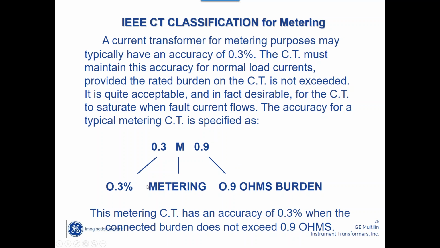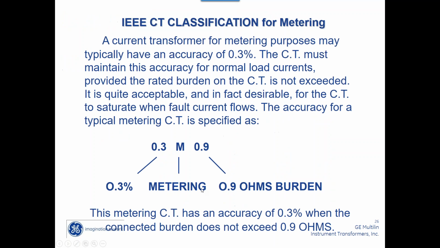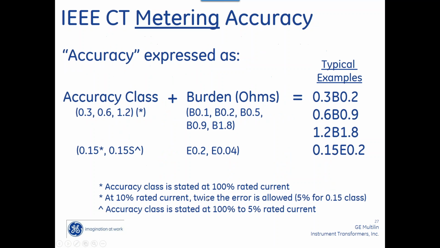When you actually see it, you'll see it shown this way. So this is a 3% metering CT that's got 0.9 ohms burden. And hopefully you'll see that works out the same way. So here's my 0.9 ohms burden. So the accuracy and the burden, that's where we get those ratings.